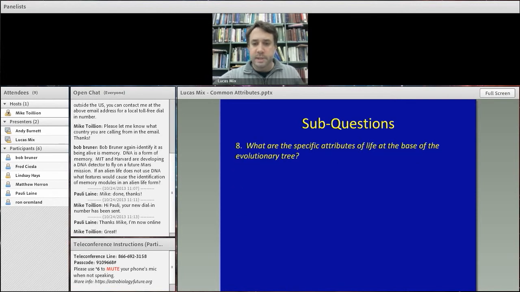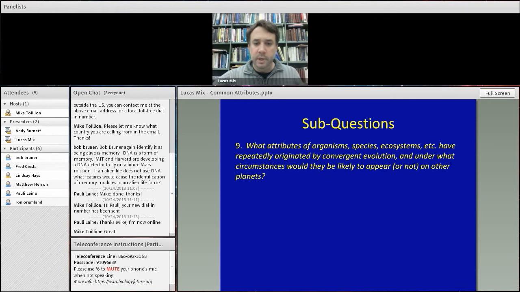8, what are the specific attributes of life at the base of the evolutionary tree? So we're thinking if we can reconstruct the traits at the beginning of the evolutionary tree, we can compare that to the environment on early Earth when we expect the earliest organisms to have existed, and use those to constrain the necessary and contingent traits and adaptations at that period of time.